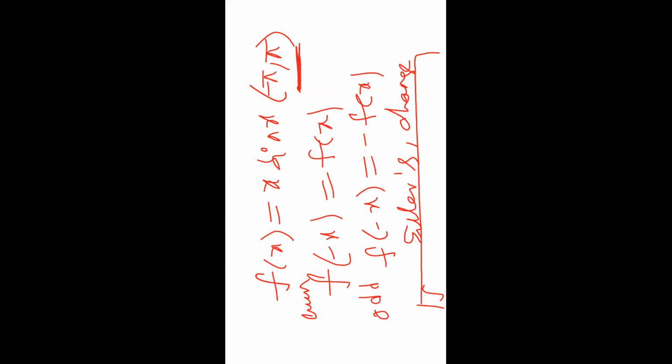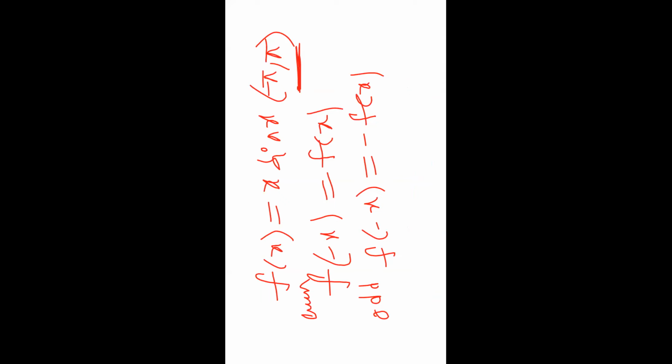What does full range mean? f of x equals a naught by 2 plus a n cos n pi x by L plus b n sin n pi x by L. Three values we have to find in the full range. The full range methods are Euler and change of interval, and we already calculated these two methods. So today's topic is even or odd.